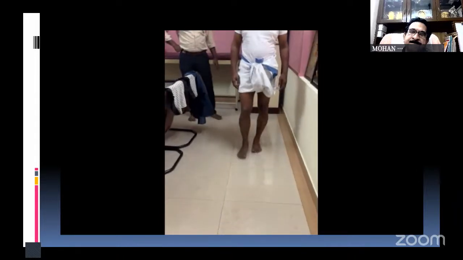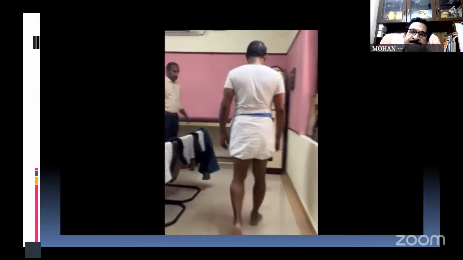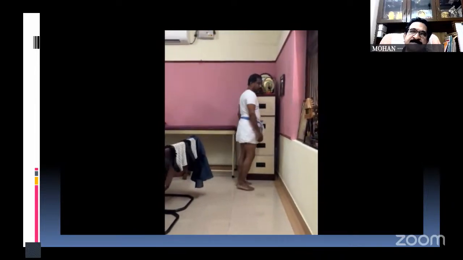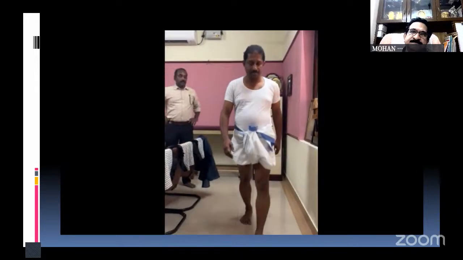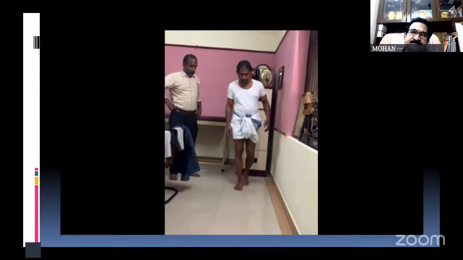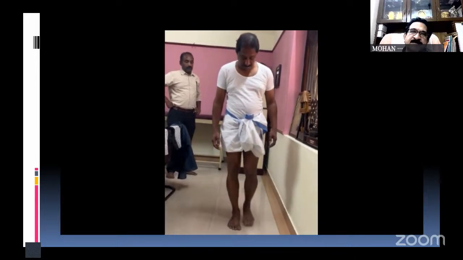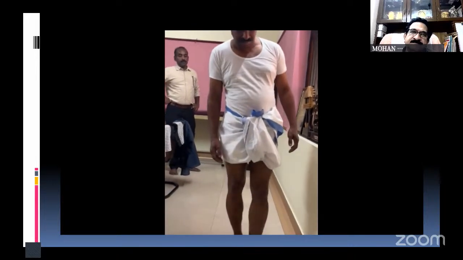Gait was almost normal. And the walking was normal.